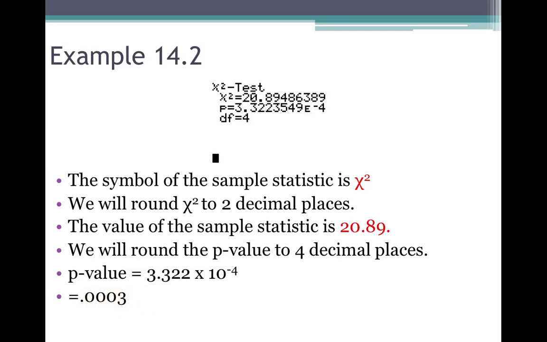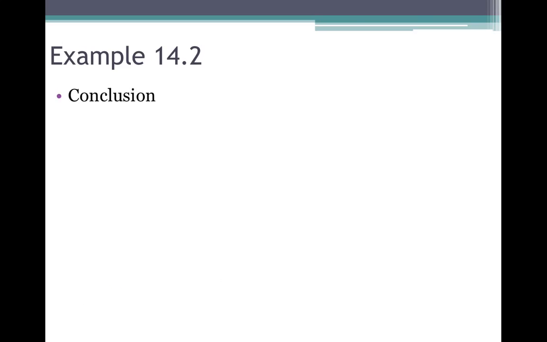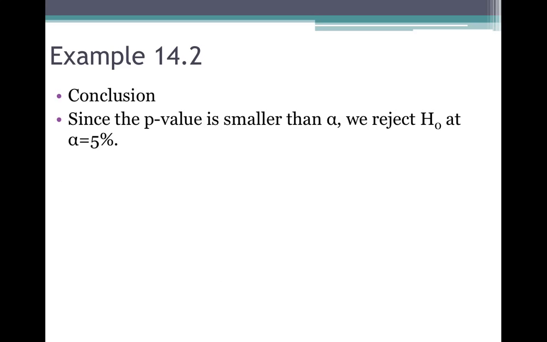Very small, very, very small area. So it's a very small p-value. Our conclusion is, since the p-value is smaller than alpha, we reject the null hypothesis at alpha equal 5%.